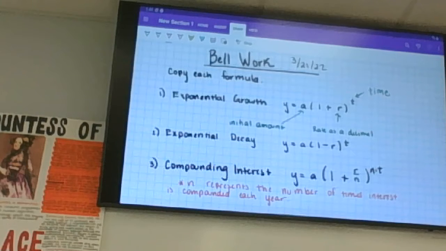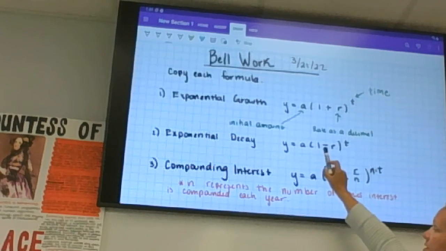So for instance, if it's an 8% interest rate, when you put it into your formula, you put it in as 0.08. So whenever you see that percent sign, convert it to a decimal by moving your decimal 2 places to the left, and then time. So exponential decay is the exact same formula, but with a minus sign.